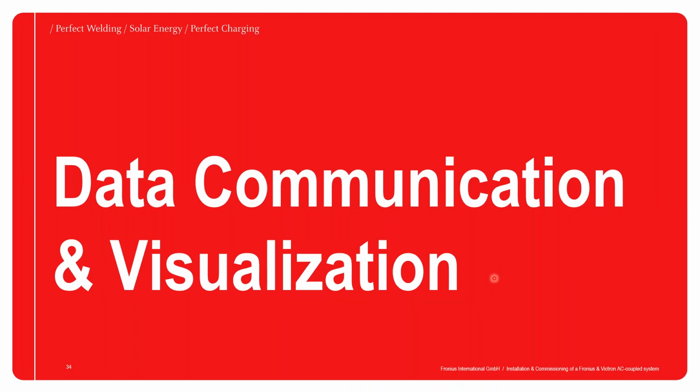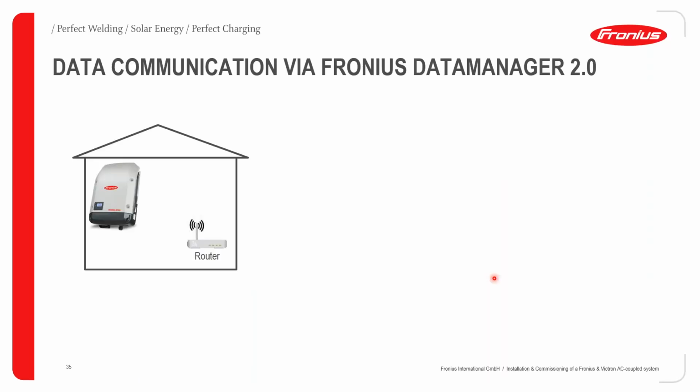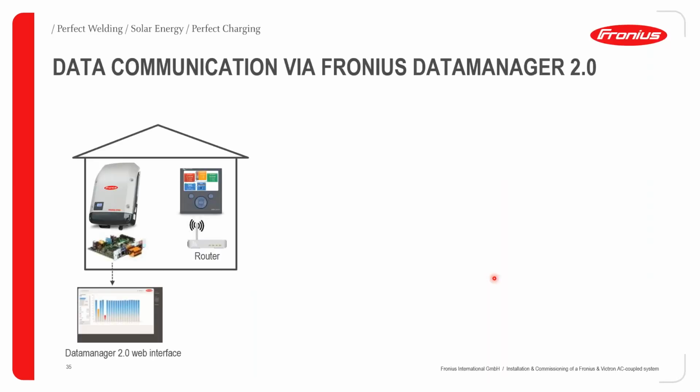Moving on to the next section, which is your data communication and visualization. Your data communication with Fronius is via the data manager. The data manager will send all the information that it collects from a single Fronius inverter or even multiple Fronius inverters to SolarWeb, which you can then monitor in order to see, for example, your PV production.